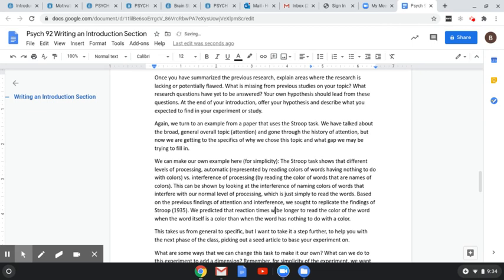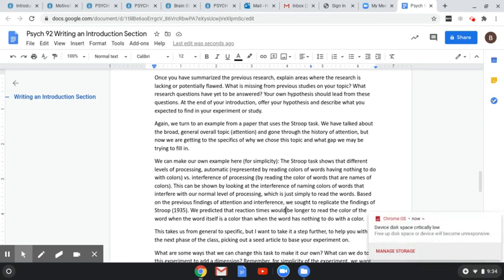Again, I should change it as we go. We predicted that reaction times would be longer to read the color of the word when the word itself is a color than when the word has nothing to do with a color, which is basically a fancier way of saying we predicted it would take longer to read the I list. I know. The I list than the N list.